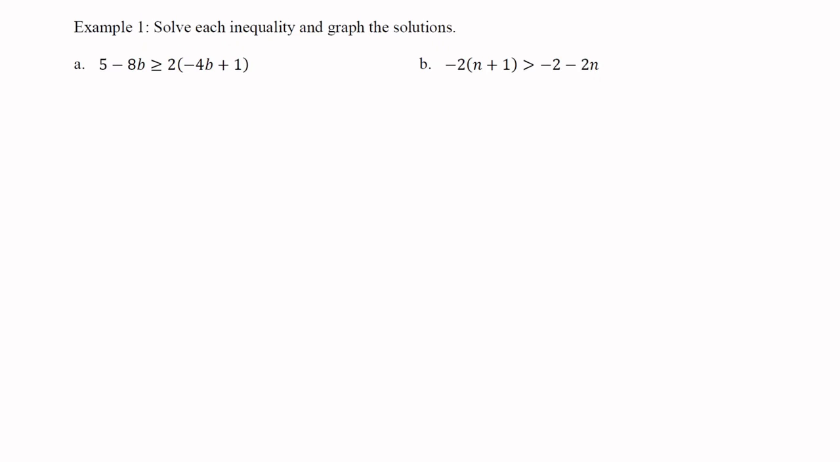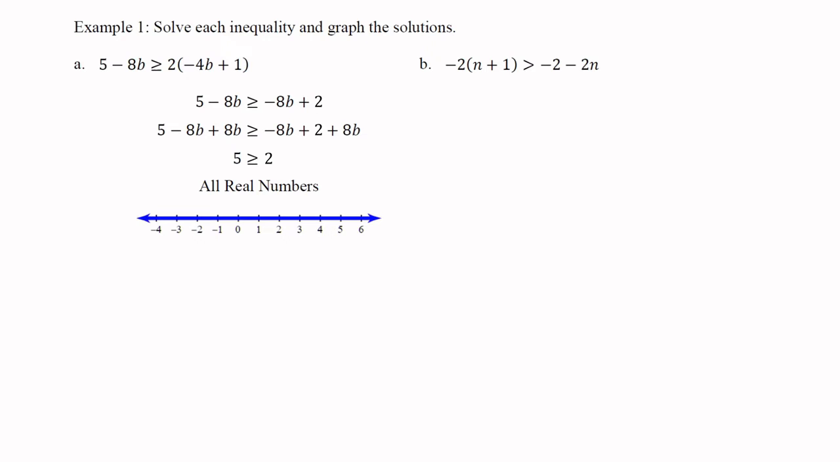So let's take a look at a couple of inequalities. For A, first we have to distribute the 2, and then we have to add 8b to each side. Once we do, the variables cancel and we're left with 5 is greater than or equal to 2. This is all real numbers as our solutions because this is a true statement. Now, how do you handle this on a number line? Well, you just shade everything on the number line because every number is a solution. It doesn't matter what value you put in for b, you're going to end up with a true statement.